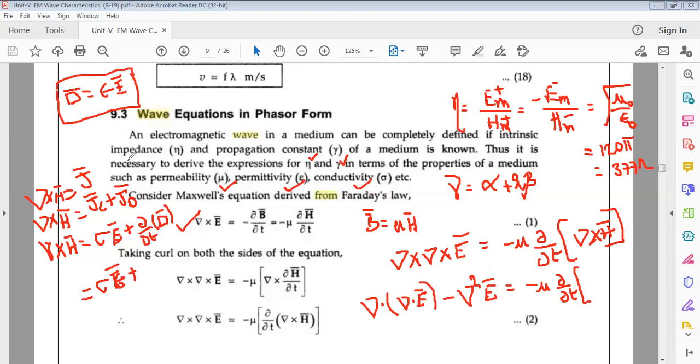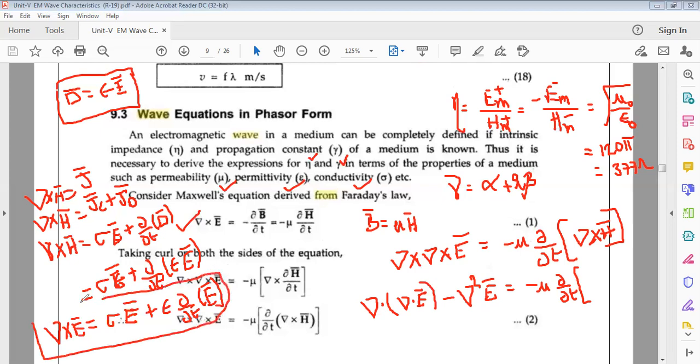The relation between the electric flux and the electric field: ∂D̄/∂t can be replaced as ε ∂Ē/∂t, so J̄ = σĒ + ε ∂Ē/∂t. Here ε is a constant, so write it outside, ε into ∂/∂t of Ē. This is for the curl of H̄ from the modified Ampere circuital Maxwell's equation.